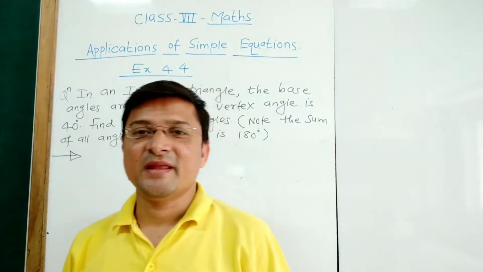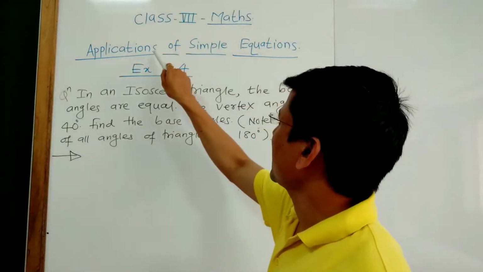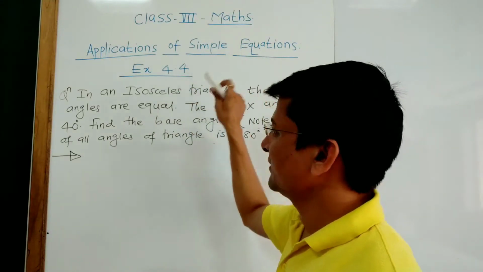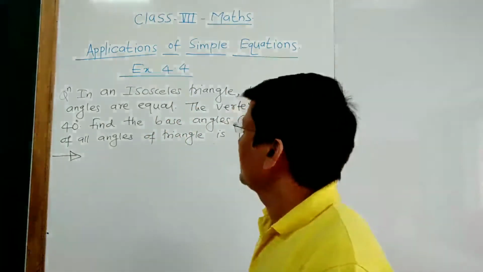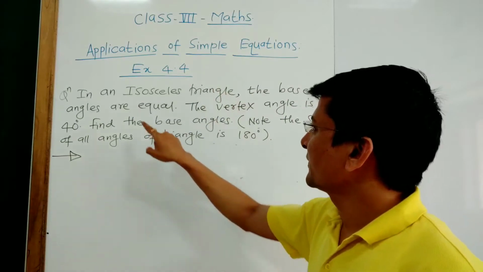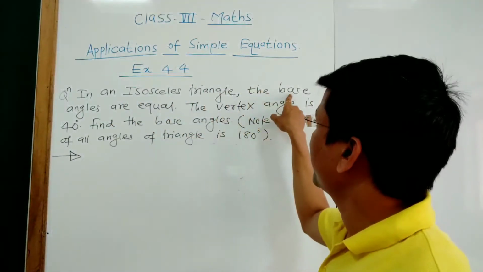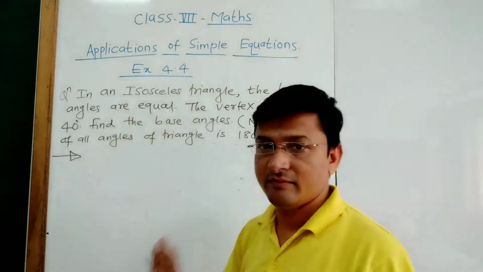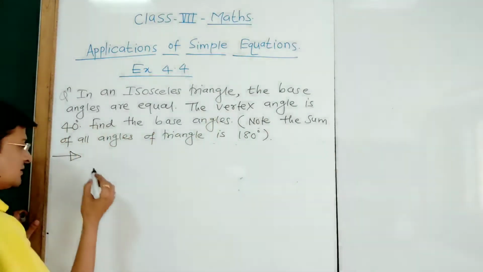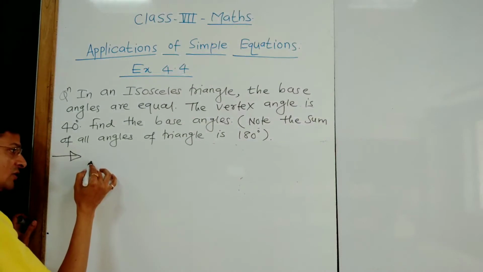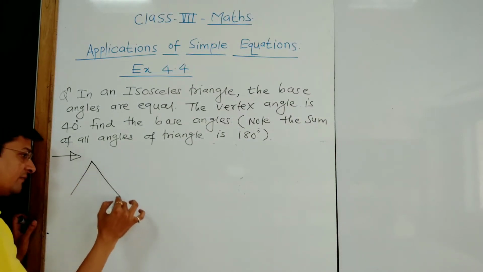Okay, students, now we continue the topic applications of simple equation with the word problems. The question is given to you: in an isosceles triangle, the base angles are equal. Now here, suppose this is the isosceles triangle whose two sides and two angles are equal.